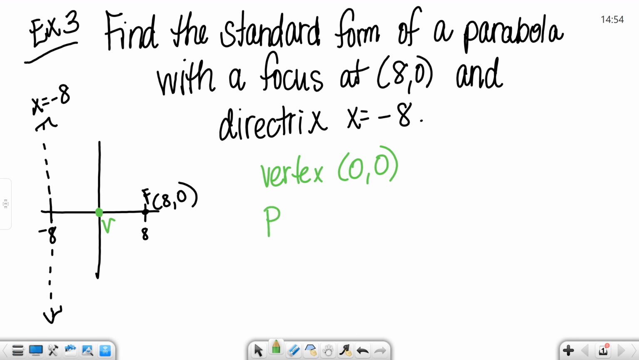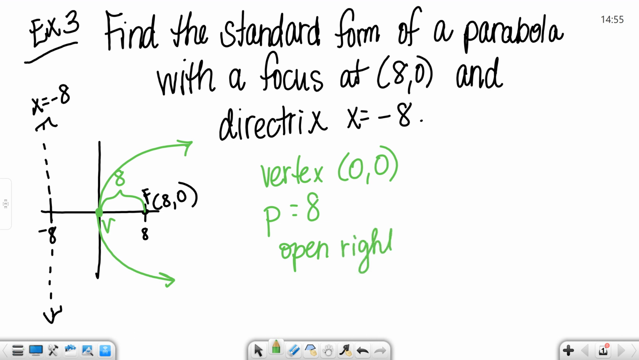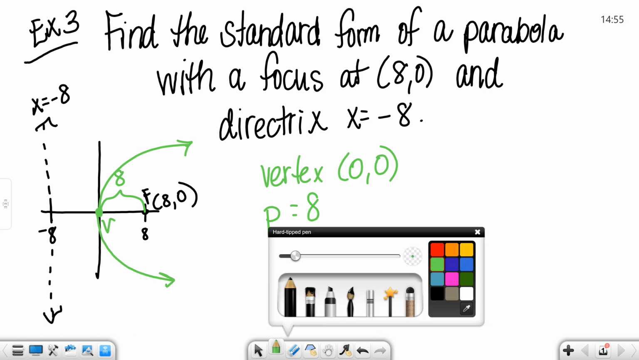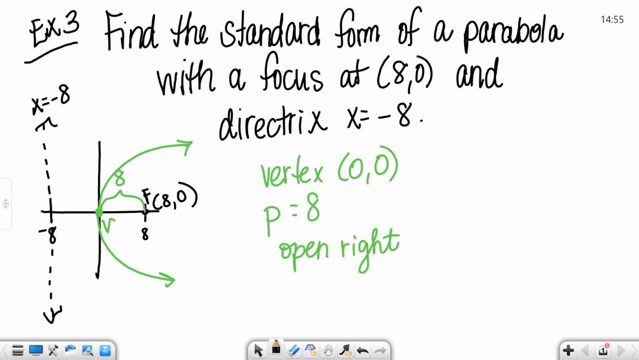Remember, your p-value is the distance from your vertex to your focus. So it would be 8. And for sure, this one opens to the right. All right, so that would help me choose my equation. Now I know it's opening to the right, so it's definitely a y squared.